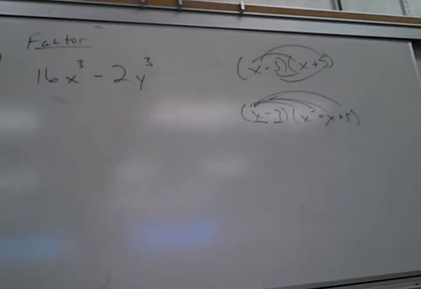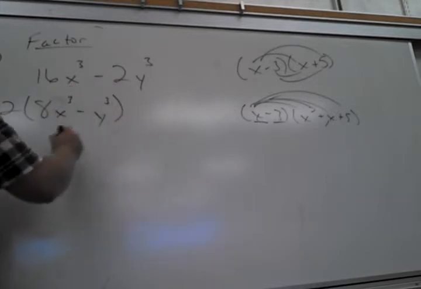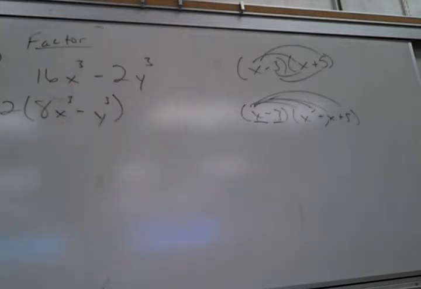What is definitely the first step here? GCF. Yeah, so you can take out a 2. You can't take out any x's or y's because they both don't have x's and y's, right? Yeah. So be careful. There's got to be something you can take out of everything.